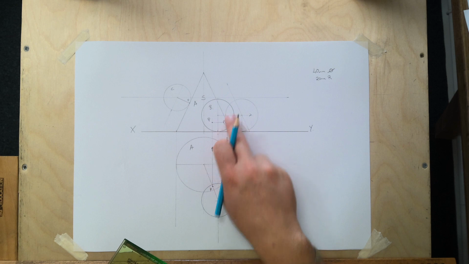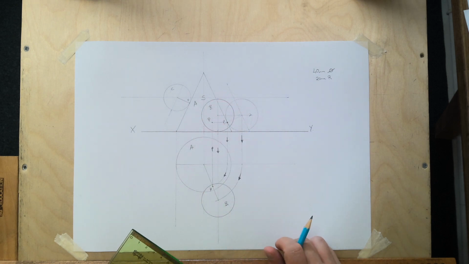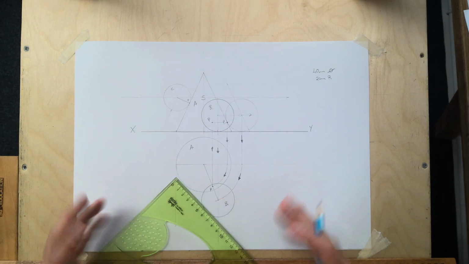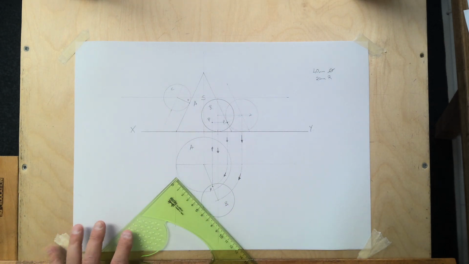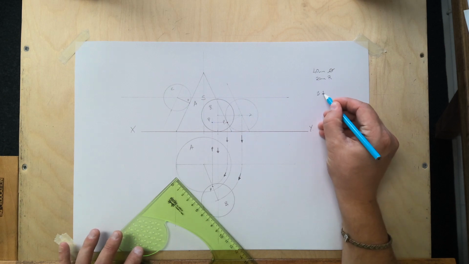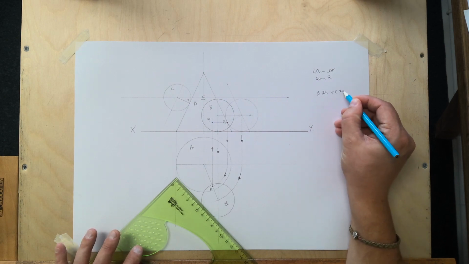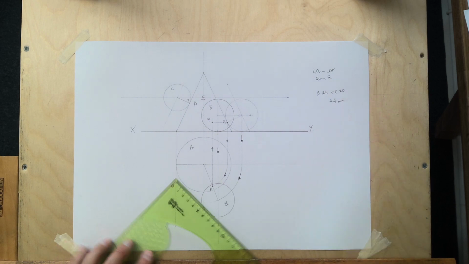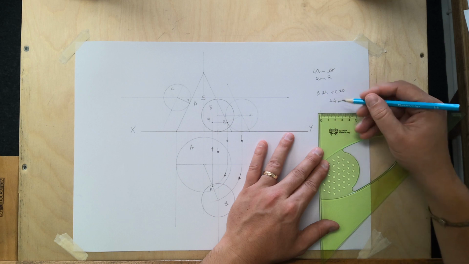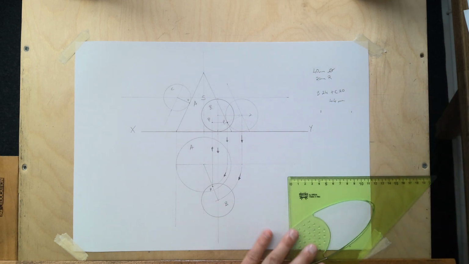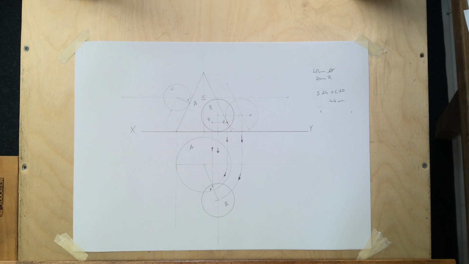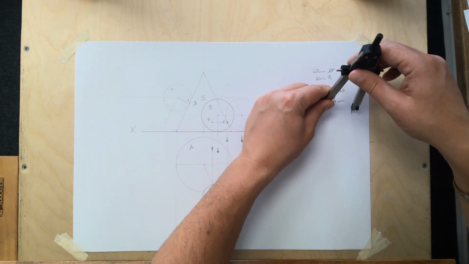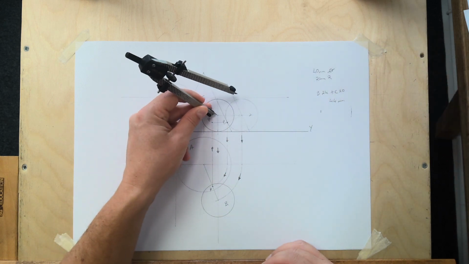Now I want to do the same to sphere B. With two circles in contact, two spheres in contact, you add the radii. So B is 24 and C is 20. Together then, we're looking to set our compass to 44 millimeters. So setting the compass to 44 millimeters. Add the radii, and that gives you our center. So there it is here.